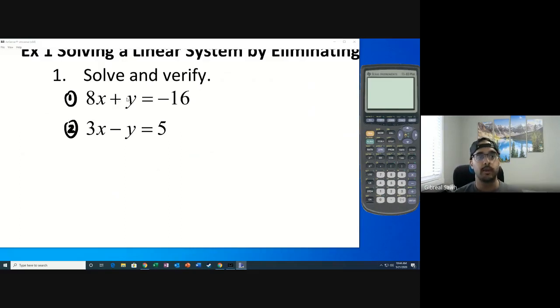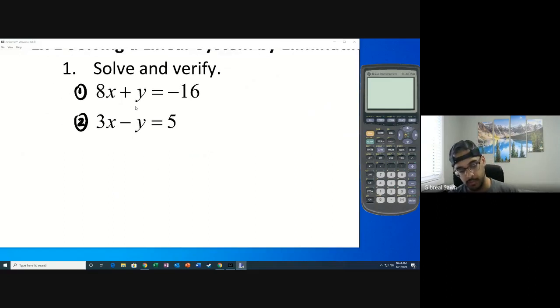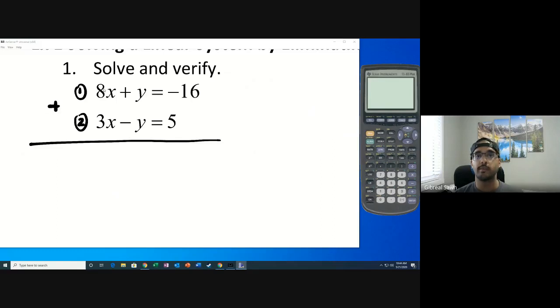Now in equation 1, my coefficient of y is positive. In equation 2, my coefficient of y is negative. And we said before, if I add them together because the signs are different, that will eliminate my variable of y. So let's see what that actually looks like. So really what we're going to do is take equation 1 and add it to equation 2. And when we do this, we're going to add it term by term.